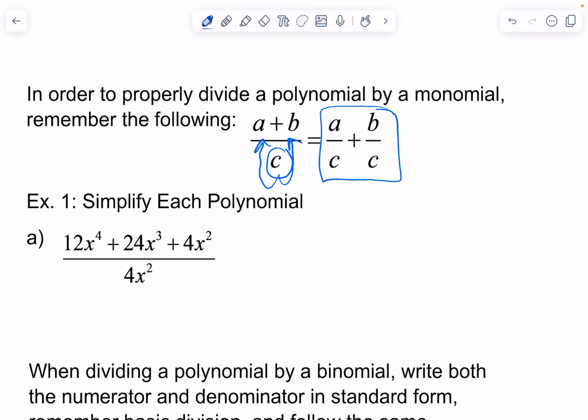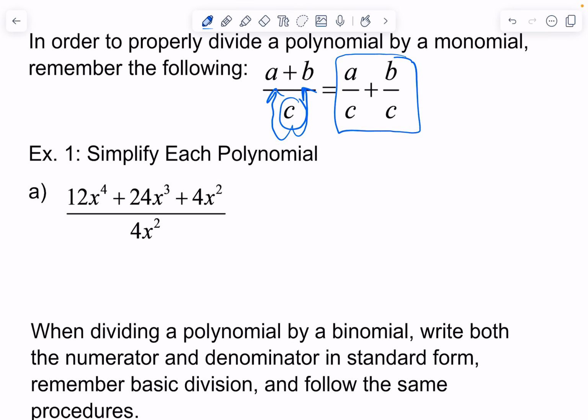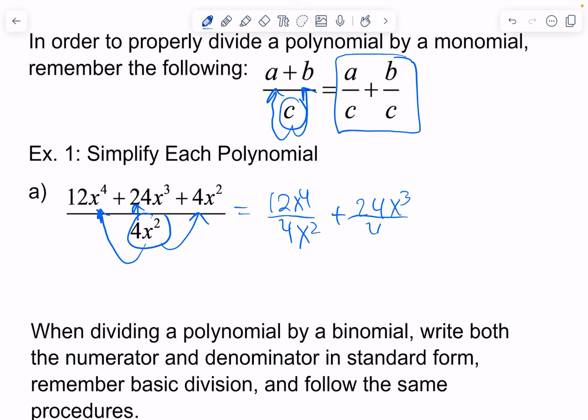So for example, here we're going to take this 4x squared and divide it into every single term. Let's show what's going on here. So I have 12x to the fourth divided by 4x squared plus 24x cubed divided by 4x squared plus 4x squared divided by 4x squared. So let's rock and roll here.